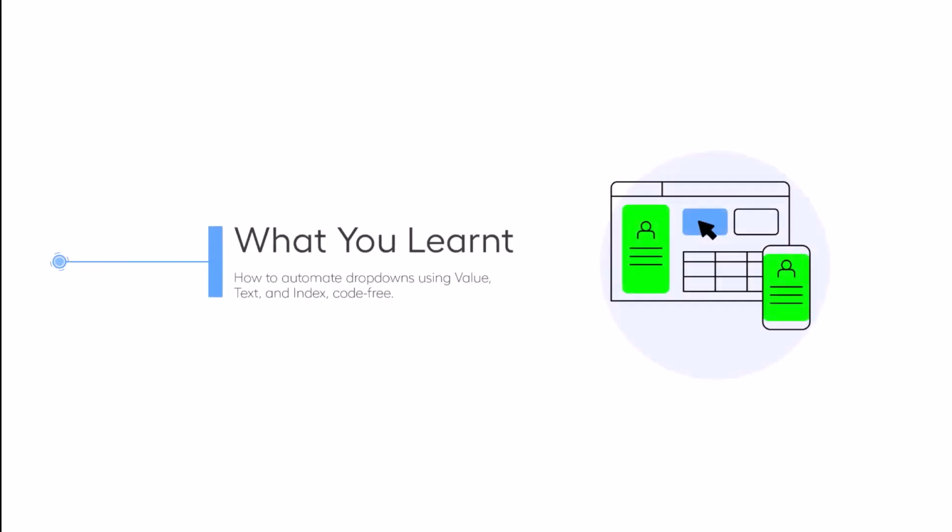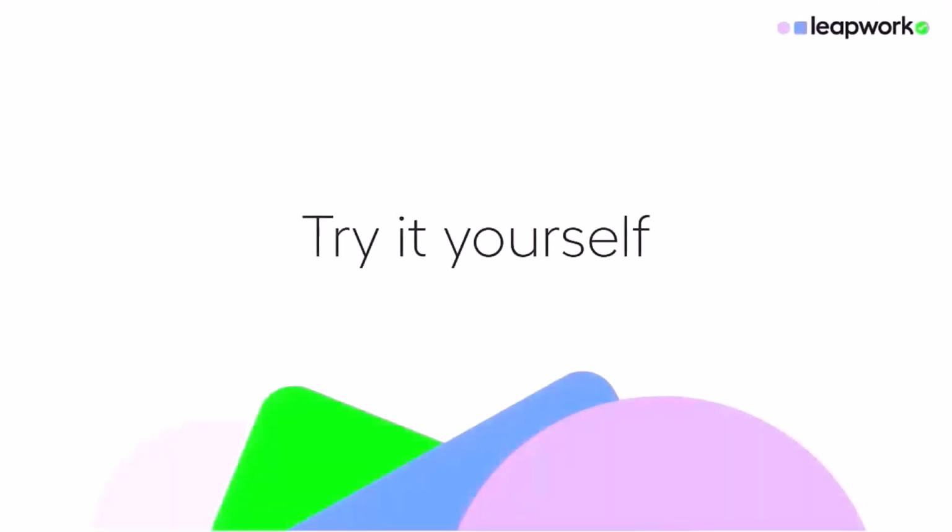What you learned? You now know how to automate dropdowns using 3 smart methods: value, text, and index. Give this exercise a try yourself and see how much faster your automation can be.